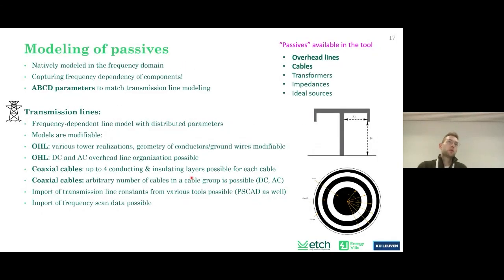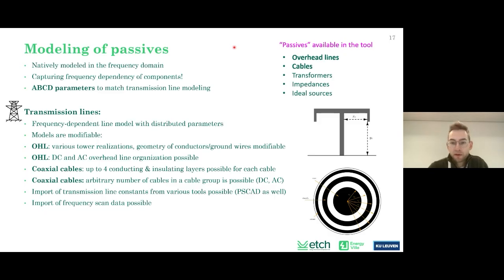All right, so let me now turn to the modeling we did for the different components. So there are several passive elements available in the tool. We have overhead lines, we have cables, we have transformers, we have impedances and I/O sources. In my opinion, this is probably all you need to model a power system. And I already hinted at that. All of those components, all the passives, are natively modeled in the frequency domain. And we also did that to capture frequency dependency of components.